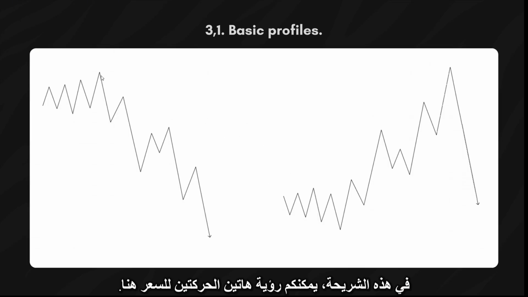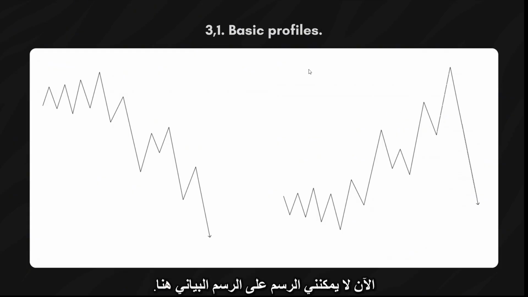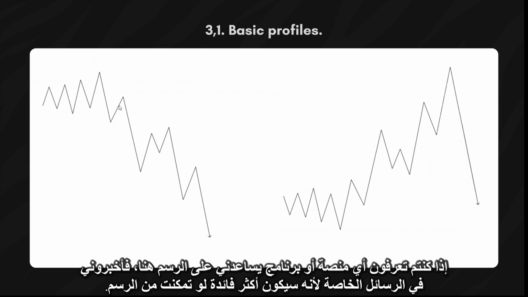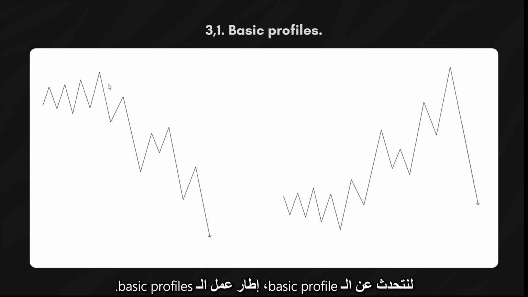So in this slide you can see we've got these two price actions, one on the left and one on the right, and I'll help you understand the basic profiles framework here. Now I can't draw on the chart here, that would have been much more helpful. If you know about any platform or software that helps me draw here, then let me know in the DMs, because it would have been more useful if I could draw lines here. But forget about that for now. Let's discuss the basic profiles framework.